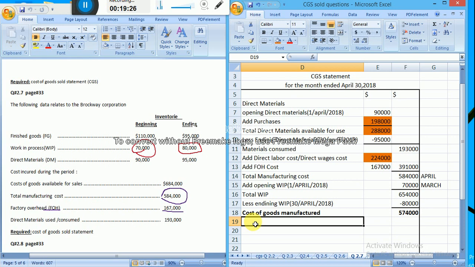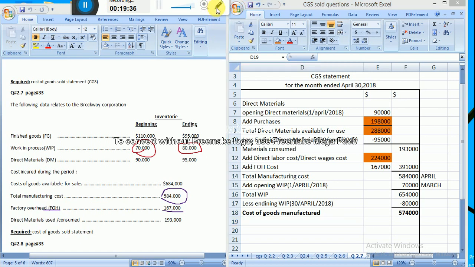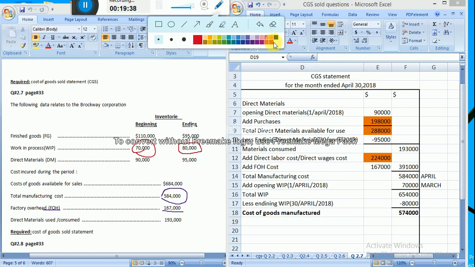But we also have some unsold finished goods from the previous month. That is 1,10,000.